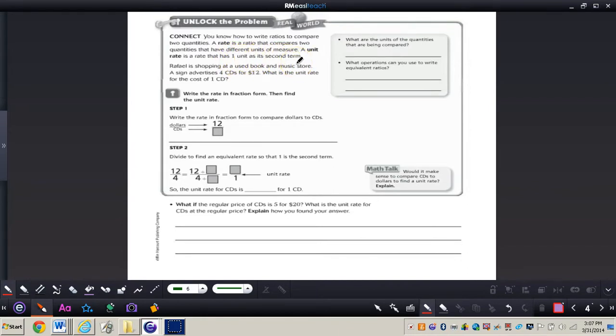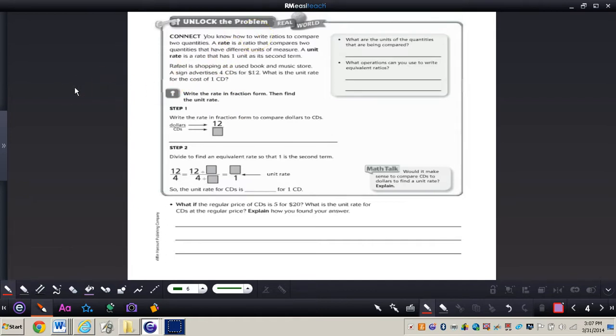In other words, if we traveled to Florida and it took us 20 hours to travel 1,000 miles, well, how many miles per hour did we go? And the per hour would be the unit rate. Okay, now let's take a look at this real world problem here.